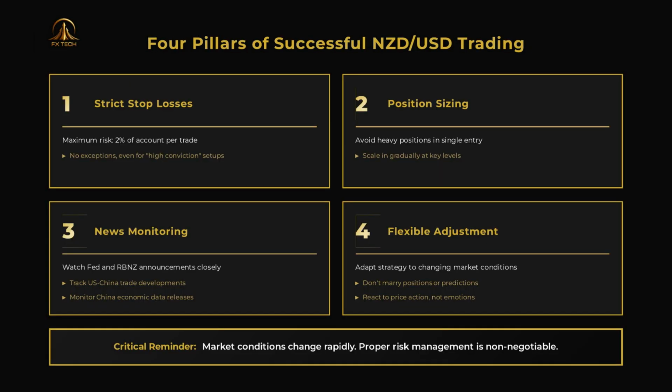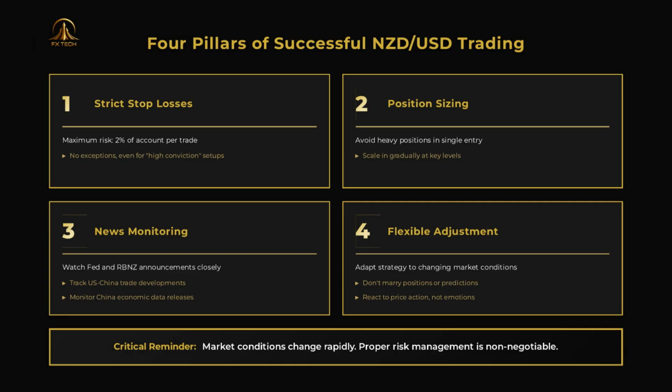Successful trading requires discipline across 4 critical pillars. First, strict stop losses. Never risk more than 2% of your account on any single trade, with no exceptions even for high conviction setups. Second, position sizing. Avoid heavy positions in a single entry and scale in gradually at key levels.